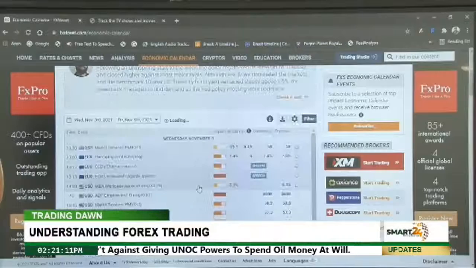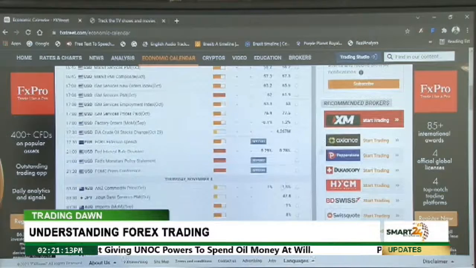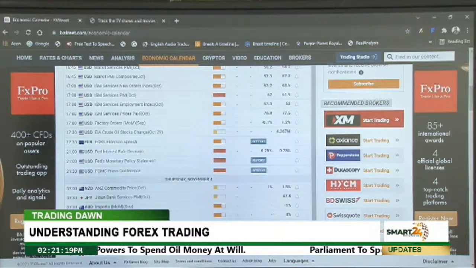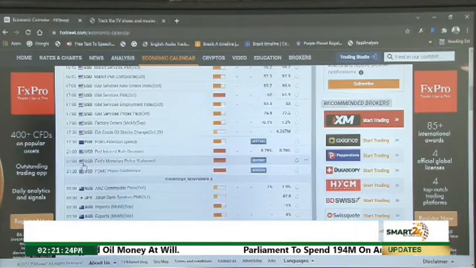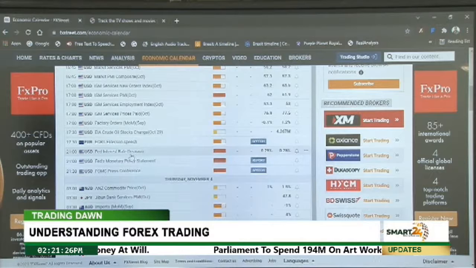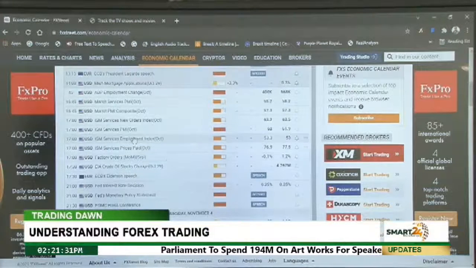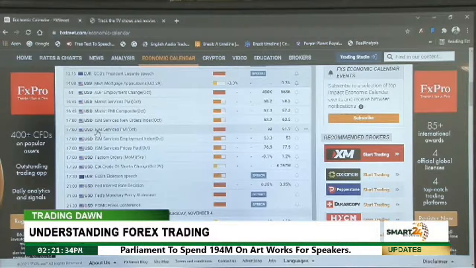FOMC minutes today, that's another big event. The FOMC press conference is on Wednesday. There will be a speech and a report at 9:30, and at 9 p.m. there will be the interest rate decision. These are very big events. Before that, there's the ISM Services PMI, which is going to be at 7 p.m.